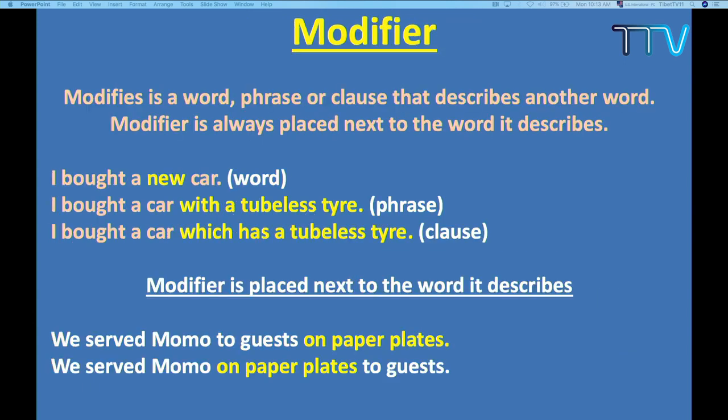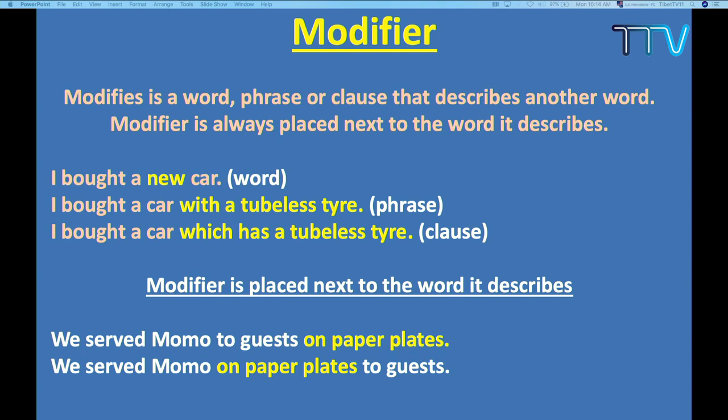Now the last one, let us talk about modifiers. From the word modifier, you can get the meaning. A modifier modifies, changes. It can be a word, a phrase, or a clause. You are all familiar with what a phrase is, what a clause is. A modifier describes another word and is always placed next to the word it describes. So whenever we use a modifier, we have to keep in mind that it always comes next to the word it describes.